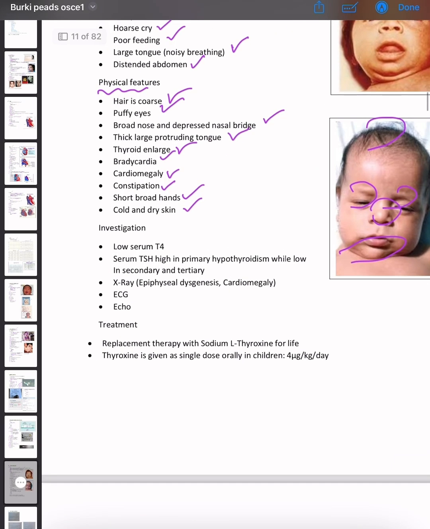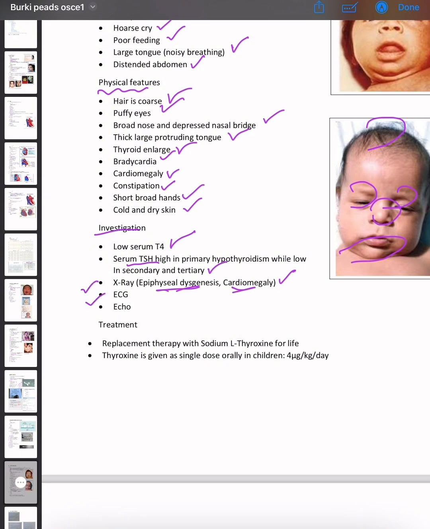What investigations are done? Low serum T4, serum TSH high in primary hypothyroidism while low in secondary and tertiary. X-ray is done for epiphyseal dysgenesis and cardiomegaly. ECG is done, echo is done.